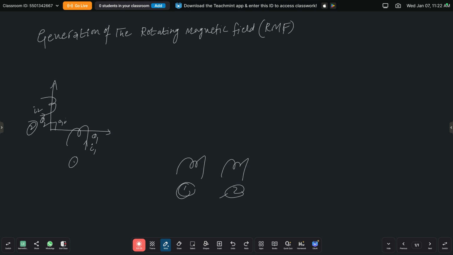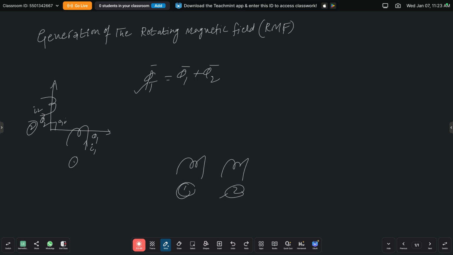So here the total flux phi t is equal to the vector sum of phi 1 bar plus phi 2 bar. This total flux is called the rotating magnetic field. This total flux is rotating with constant magnitude and constant speed, so it is called the rotating magnetic field.